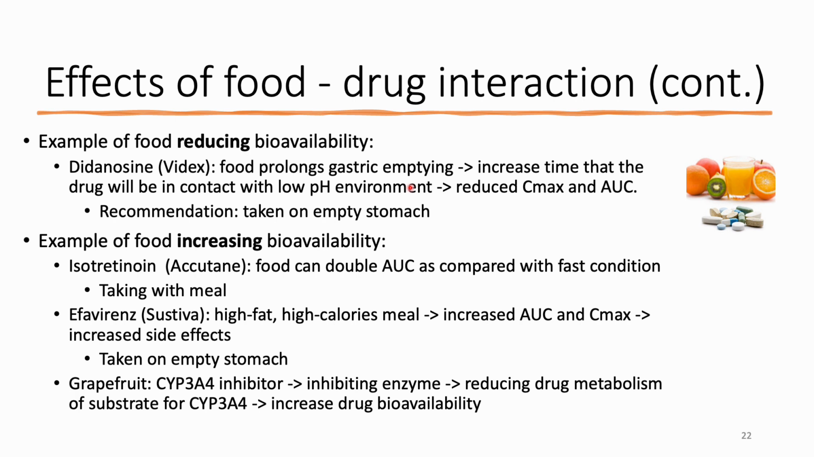An example of food increasing bioavailability is with drugs like isotretinoin or Accutane. For this kind of drug, food can double the AUC. In the presence of food, it can double the AUC of the drug because this drug is very fat soluble. If the food has a good fat content, it can increase the absorption and increase the AUC of isotretinoin compared with the fasting condition. To increase the bioavailability of the drug, it is always recommended to be taken with a meal.